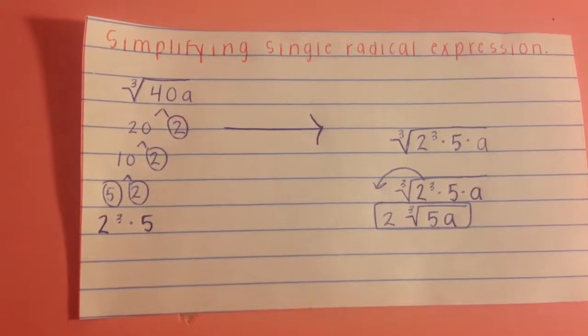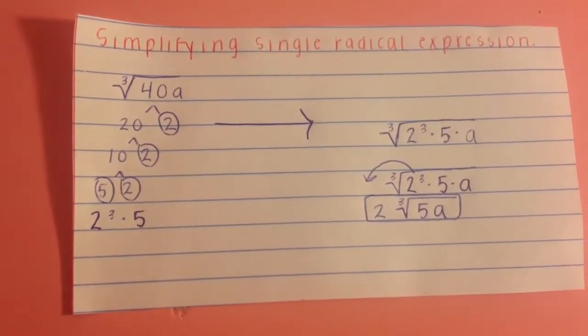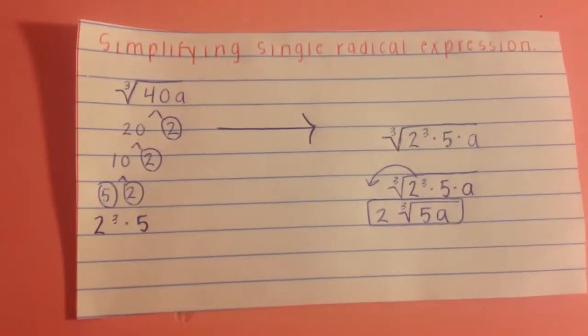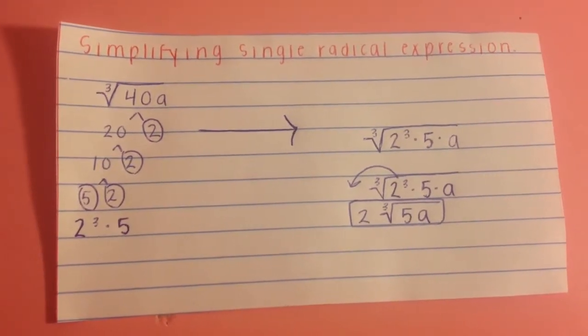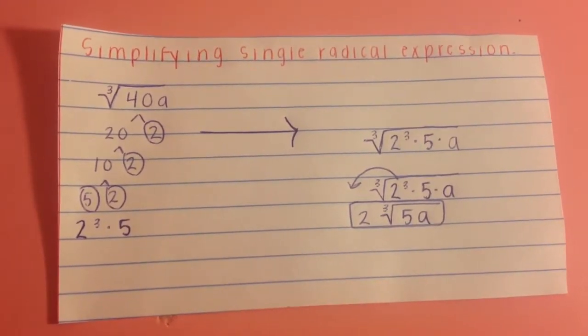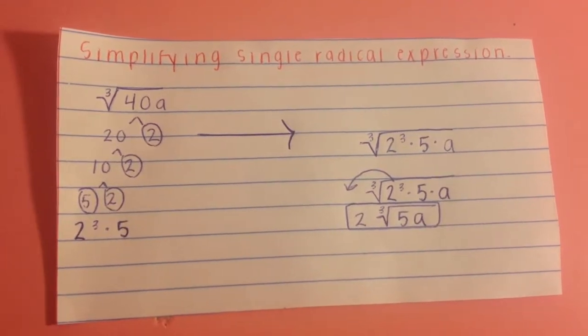So here I have the expression cube root of 40a. Now I can break down 40 using a factor tree and get 2 times 2 times 2 times 5, which is 2 cubed times 5. So I'll replace 40 under the radical with 2 cubed times 5.